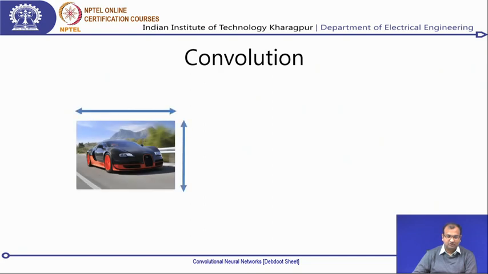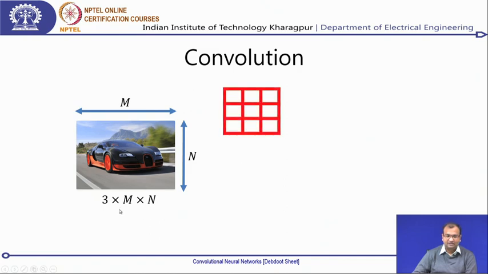If you remember, say you have an image like this, which has a certain width and a height, and this is a color image. So the size of this image becomes 3 cross m cross n. The number of columns, or the width of the image, is equal to m. The number of rows, or the height of the image, is equal to n. So the total number of pixels present in this image is 3 cross m cross n.